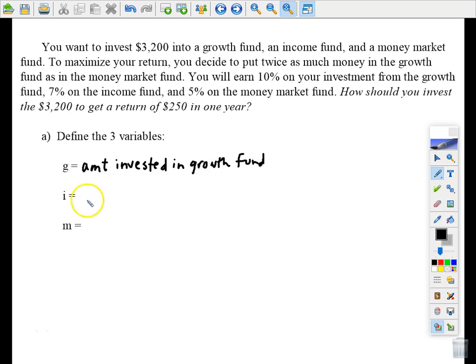A little more writing, but it's really worth it to make sense of these variables. And then I stands for the amount invested in the income fund. And then, of course, M is the amount invested in the money market. Okay, so on your sheet, that's the first letter A that I've given you there. That will always be your first step in these 3 variable system problems, is to identify the variables that will help you answer whatever question is being asked of you.